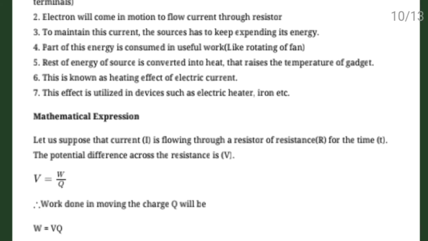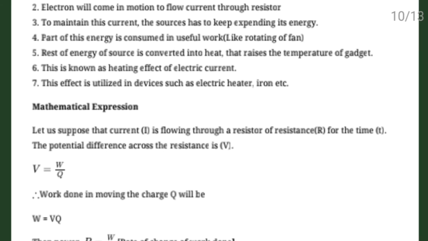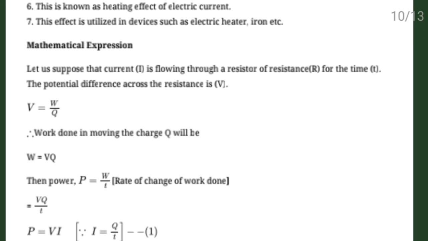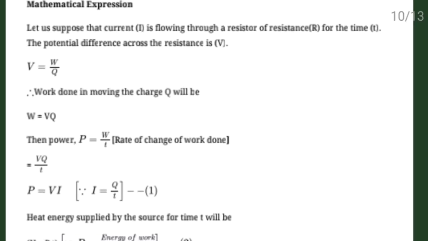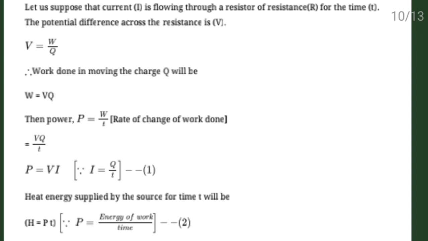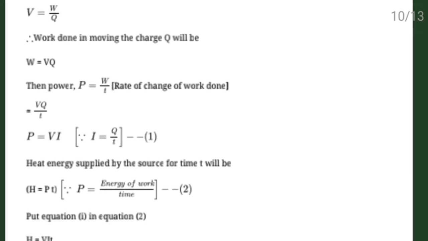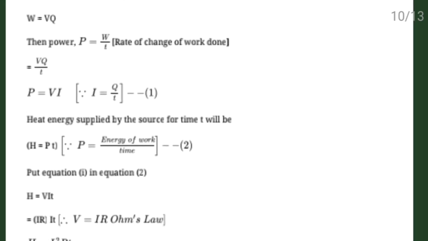Mathematical expression: let us suppose that a current I is flowing through a resistor of resistance R for the time t. The potential difference across the resistor is V. So we know V is equal to W by Q. Therefore, the work done in moving the charge will be W is equal to V into Q. Then power P is equal to W by t, that is the rate of work done, which is equal to VQ by t. Therefore, P is equal to V into I, as I is equal to Q by t. The heat energy supplied by the source for the time t will be H is equal to Pt. Putting equation 1 in 2, we get H is equal to VIt, which is equal to I square Rt.